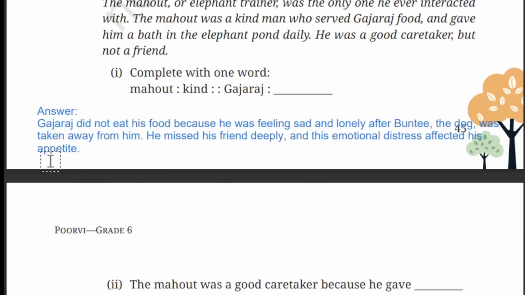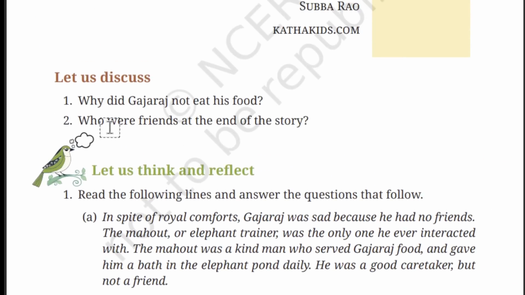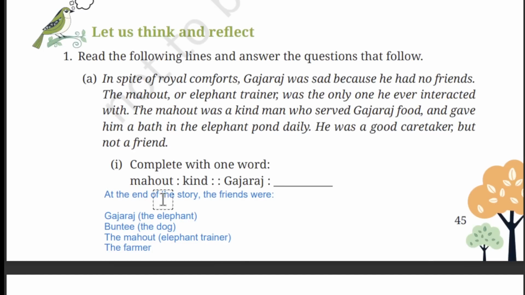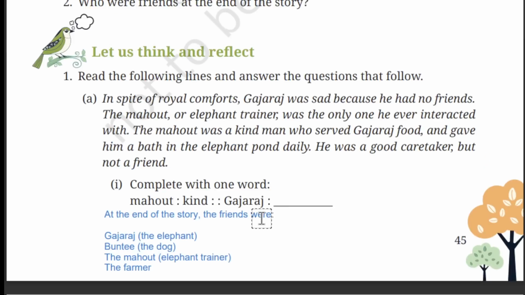Let me read one more time. Gajaraja did not eat his food because he was feeling sad and lonely after Bunty, the dog, was taken away from him. He missed his friend deeply, and this emotional distress affected his appetite. Okay, let's see the answer for the next question. Who were friends at the end of this story? At the end of the story, the friends were Gajaraja and Bunty. Gajaraja the elephant, Bunty the dog, Mahout the elephant trainer, and the farmer. Actually, all four became very good friends. Gajaraja and Bunty, Mahout and farmer have a very good friendship. Okay, let's see the next one.